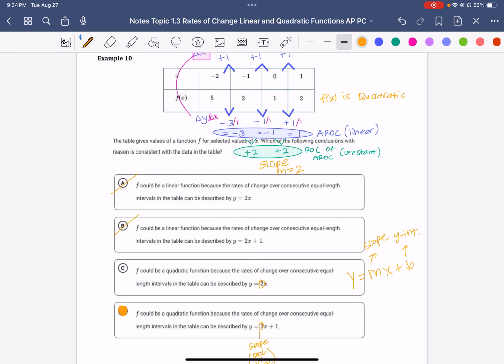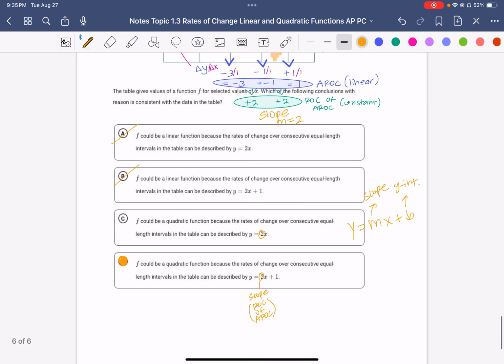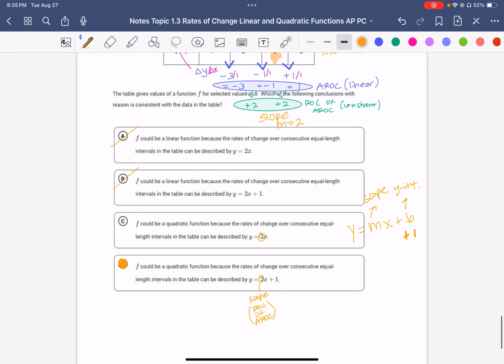So that y-intercept, you can see it on the table, which is right here. That's your y-intercept whenever your x value is 0. So whenever you have 0 as an x value, that's your y-intercept. So that means that for B, it has to be plus 1, which is in D as in dog.